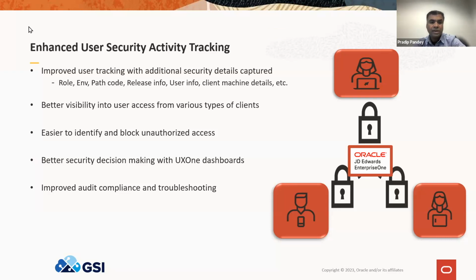We also provide better visibility into user access from various client types, to identify and block unauthorized access. If you see that somebody is logging into a system from Romania or from Philippines, and you have no business with Philippines, you can shut down those accesses. Better security decision making with UX1 dashboard and reports, so you get visibility into your security activity. And again, the goal is to provide more security audit compliance and also help troubleshooting. Next.